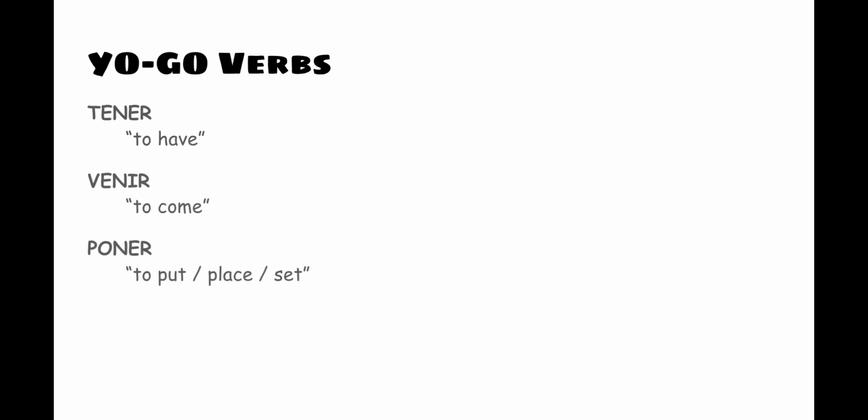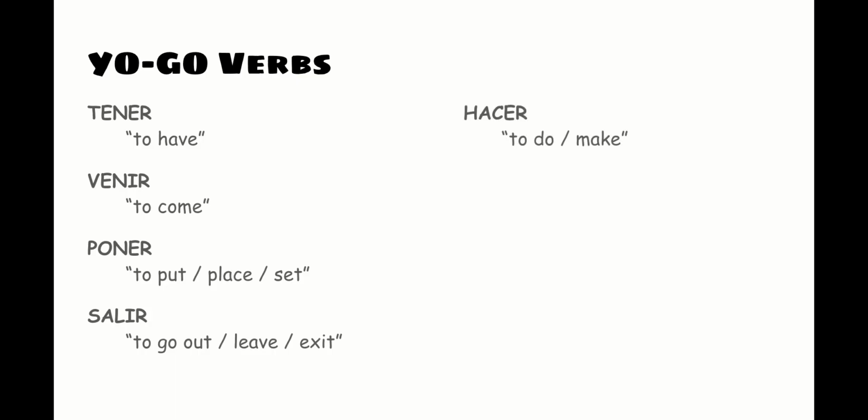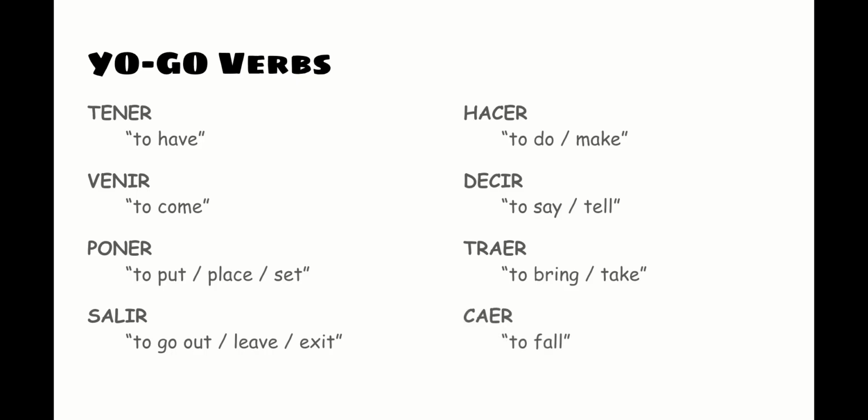So the yo-go verbs we're going to be talking about in this video are tener, which means to have, venir, which means to come, poner, which means to put, place, or set, salir, which means to go out, leave, or exit, hacer, which means to do or make, decir, which means to say or tell, traer, which means to bring or take, and caer, which means to fall.